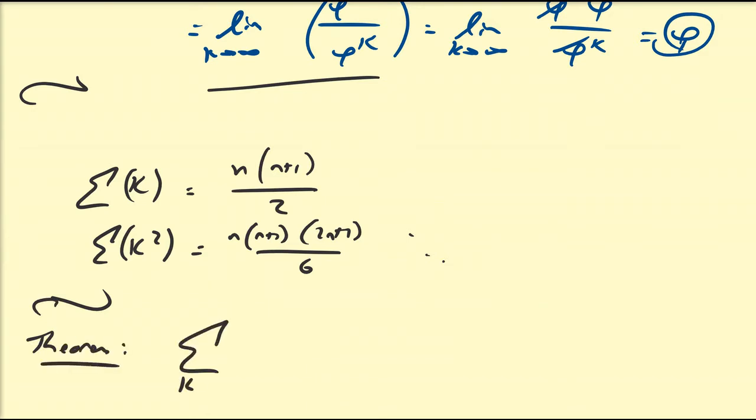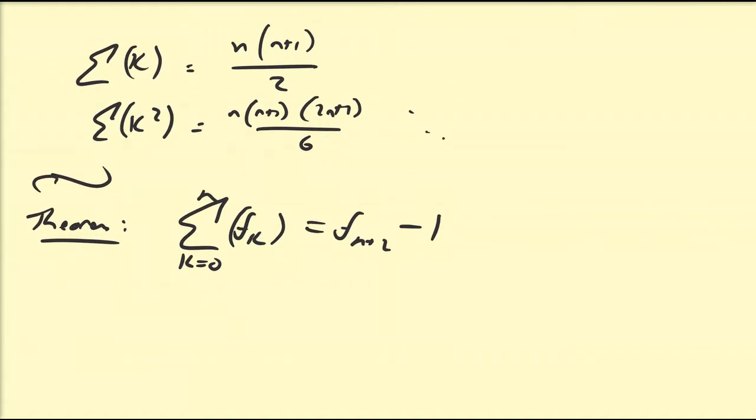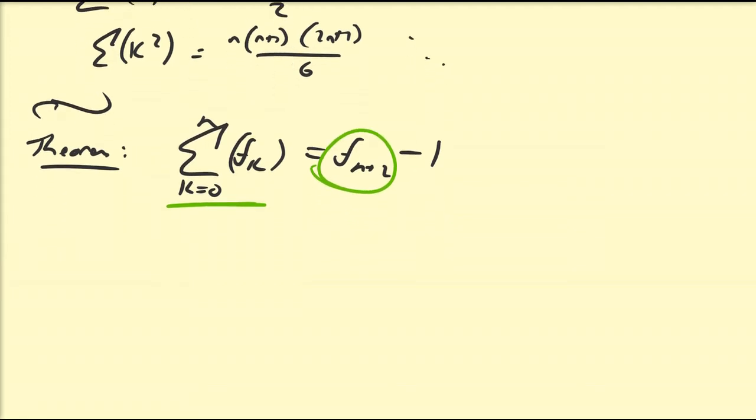So the sum from k equals 0 to n of f of k, where f is the Fibonacci number, is going to be equal to the n plus second Fibonacci number minus 1. Now, why is this formula so useful? Well, we already have a formula for the Fibonacci numbers, so we just plug n plus 2 into that formula, subtract 1, and that'll be it. Also it says that the sum of Fibonacci numbers is always one less than another Fibonacci number later on in the sequence, which is pretty interesting, right?